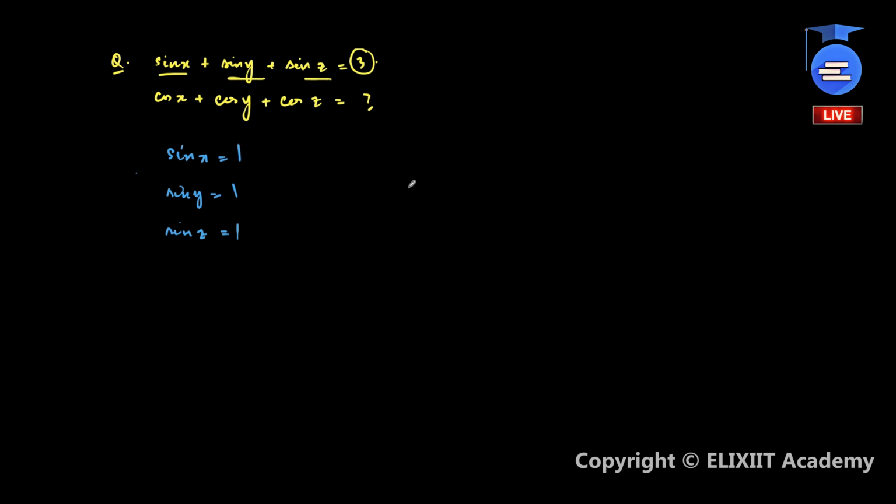Now you know the values of sin x, sin y and sin z, so you can find out x, y and z. Sin x is 1, sin y is 1 and sin z is 1, so x, y, z will be 90 degrees in this case. Sin 90 is 1. Now you know what x, y and z are, so you put this in and get the answer. What is cos x plus cos y plus cos z? This is cos 90 plus cos 90 plus cos 90. Now cos 90 is 0, so 0 plus 0 plus 0 will be 0.